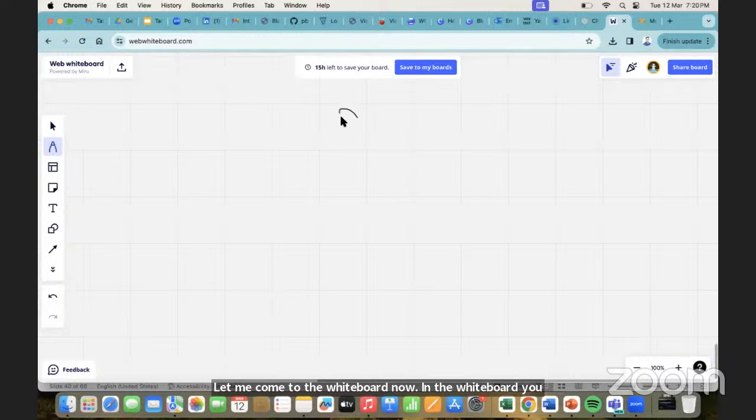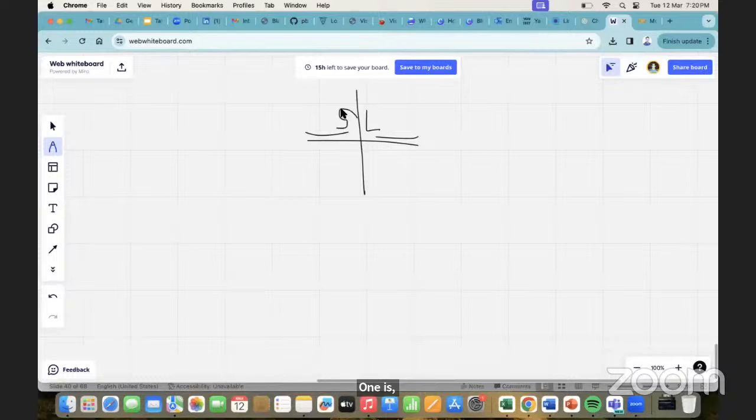So the meaning of supervised learning, SL. Supervised learning has two words: one is supervised, one is learning. Break into two parts. Supervised means what? Some supervisor will be there to assist you.